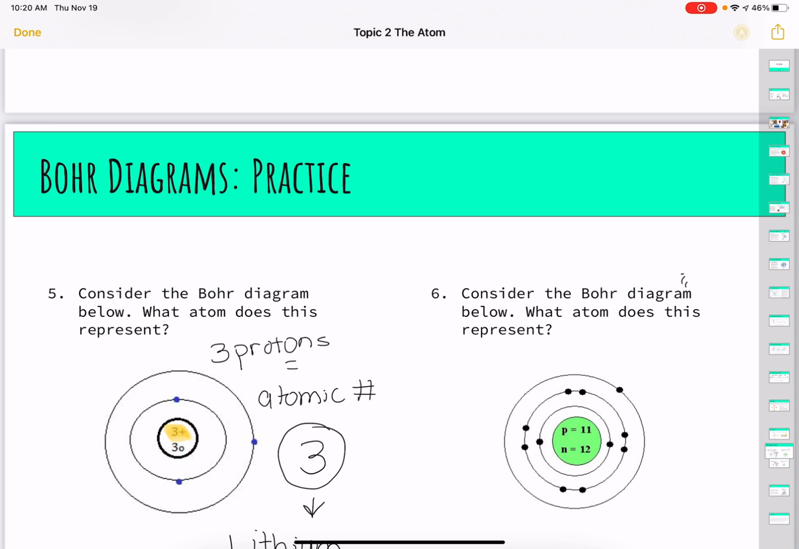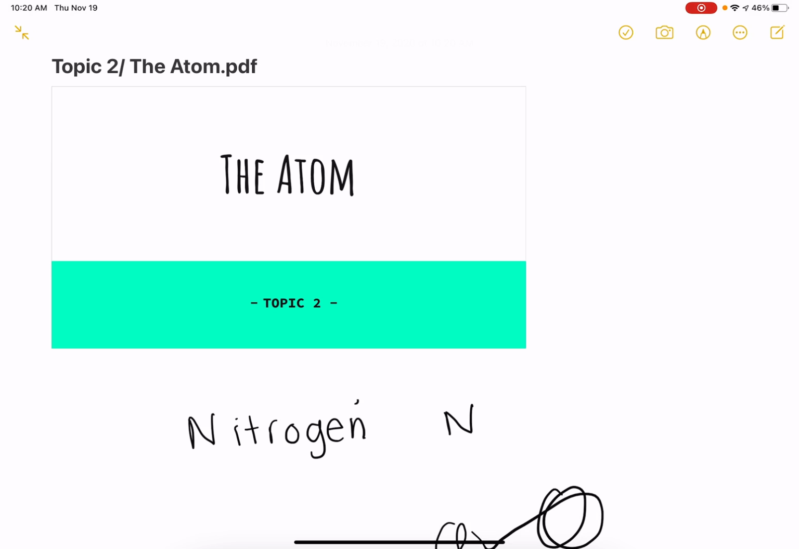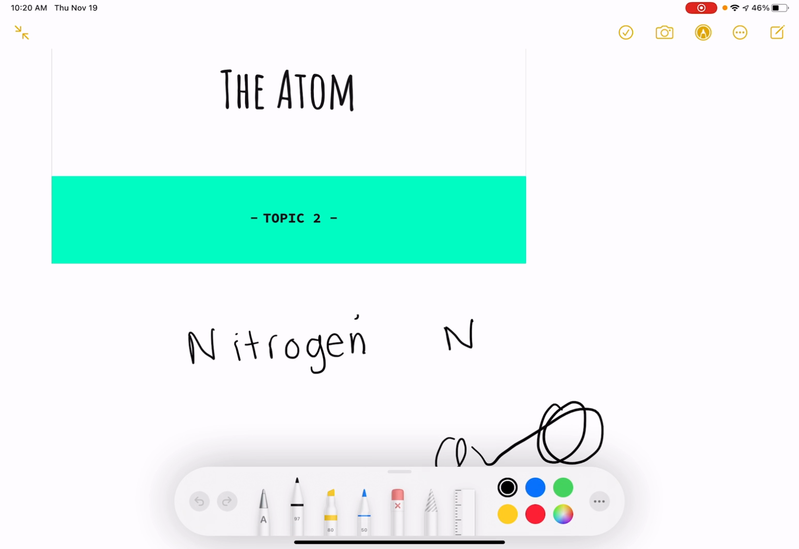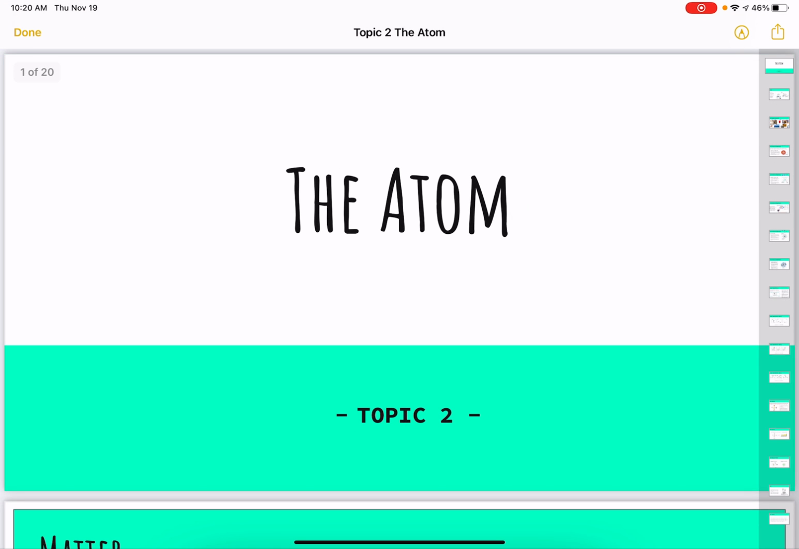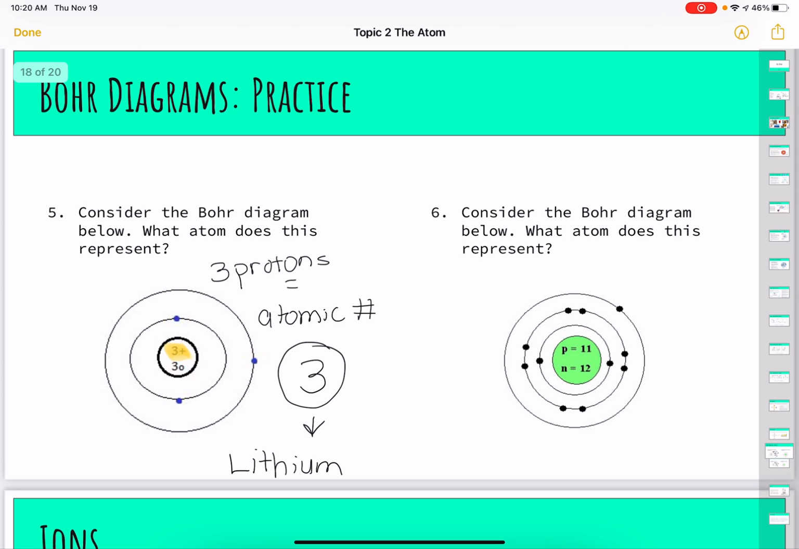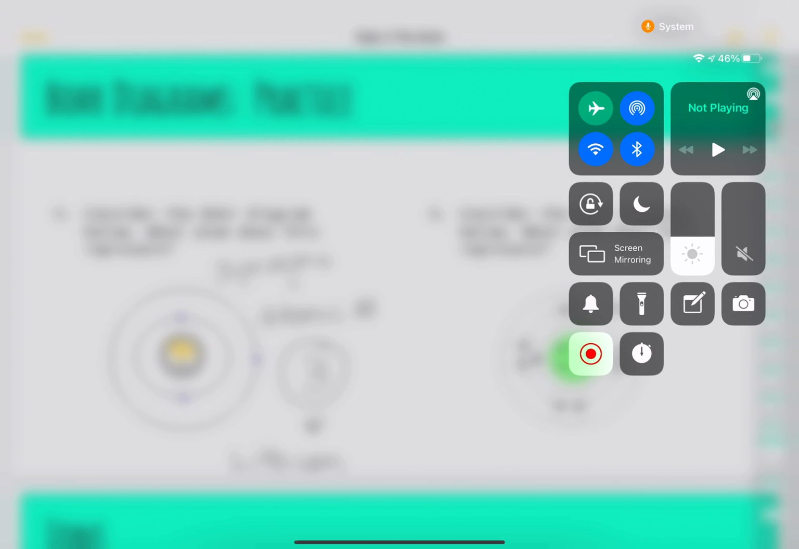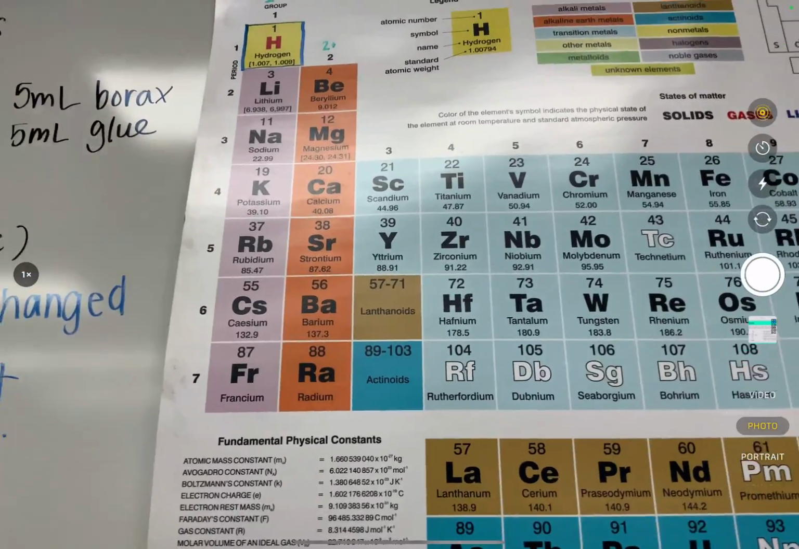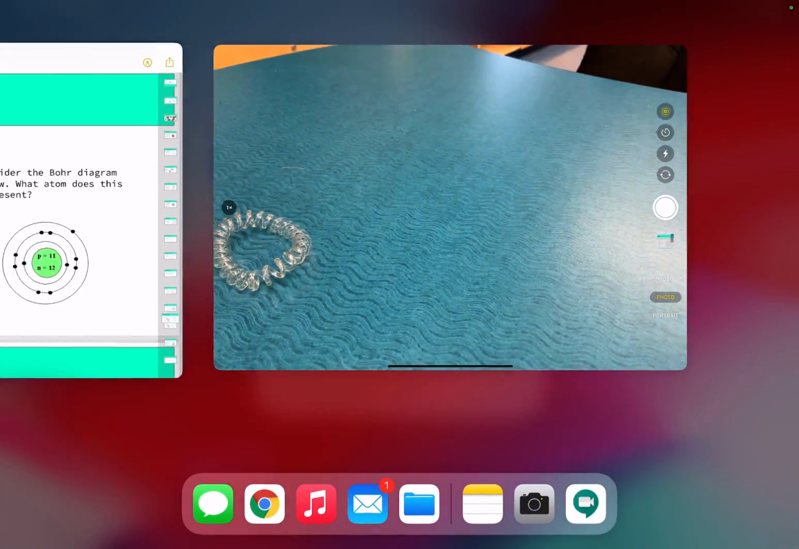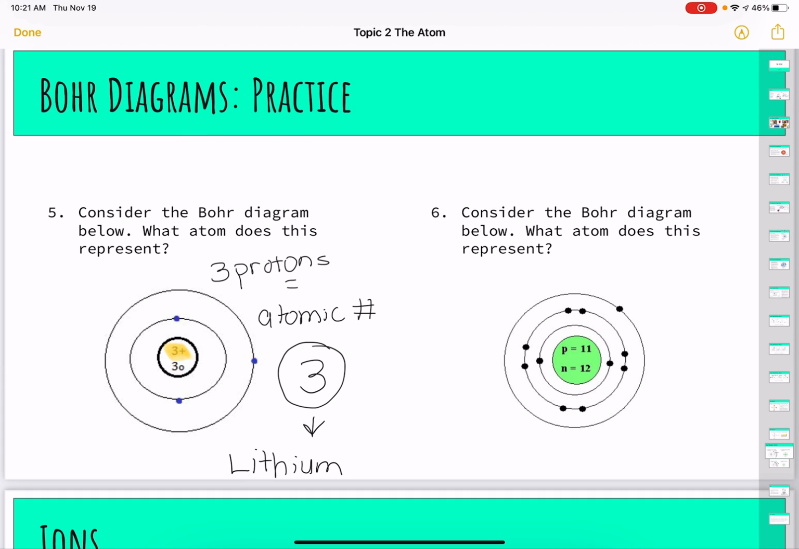I don't know why I'm not getting my cursor, but I can erase all these random things. There we go. So number 11 is our proton. If we go to our periodic table and look for number 11, we will see that number 11 is sodium, which means this Bohr diagram represents sodium.